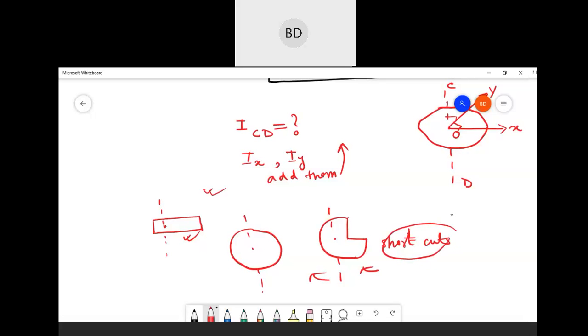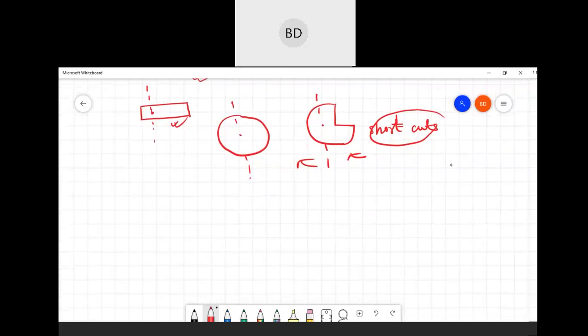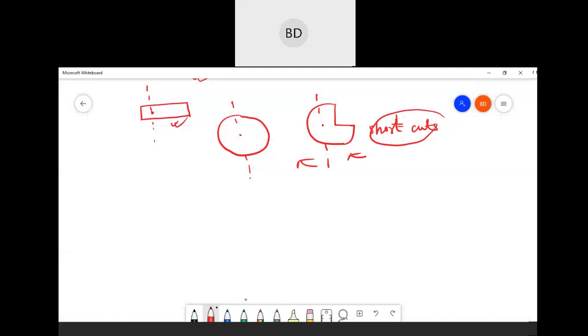Am I clear? Am I clear? What is the use of this perpendicular axis theorem? At least anyone can speak. No, nobody is having the same network issue at the same time. I can understand that. Yes, sir. So let us move.